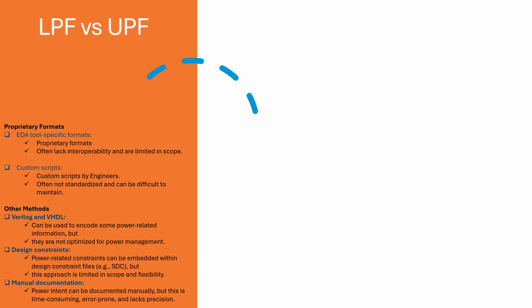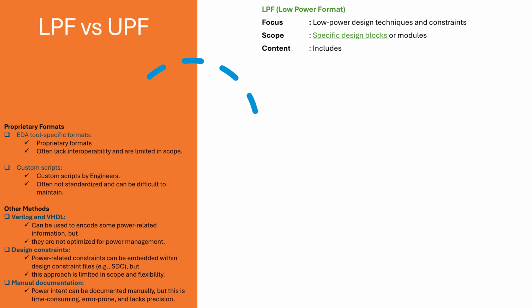Then comes the age of standardization, and we started with LPF, the low power format. It focuses on low power design techniques and constraints for specific design blocks or models. The scope is that you have a basic IP or a block or a given small circuit, and you focus on how to reduce the power. The content includes the power intent, power domains, switches, isolation cells, and techniques like power gating and retention.